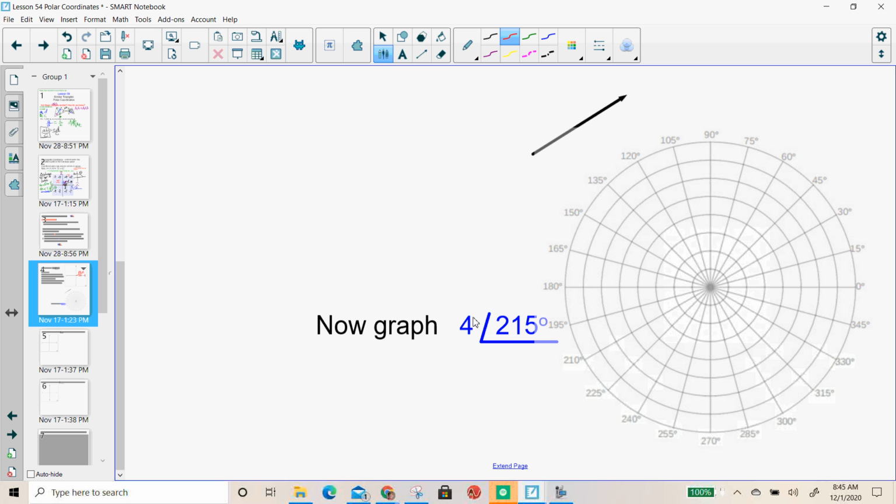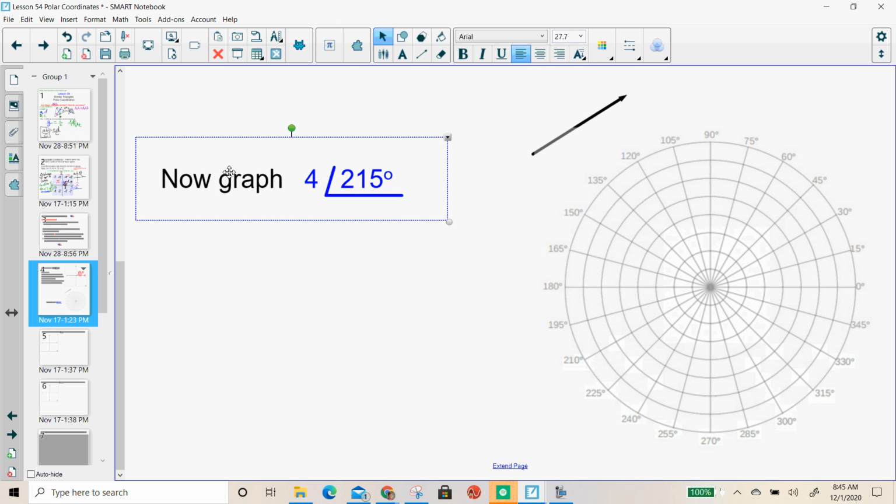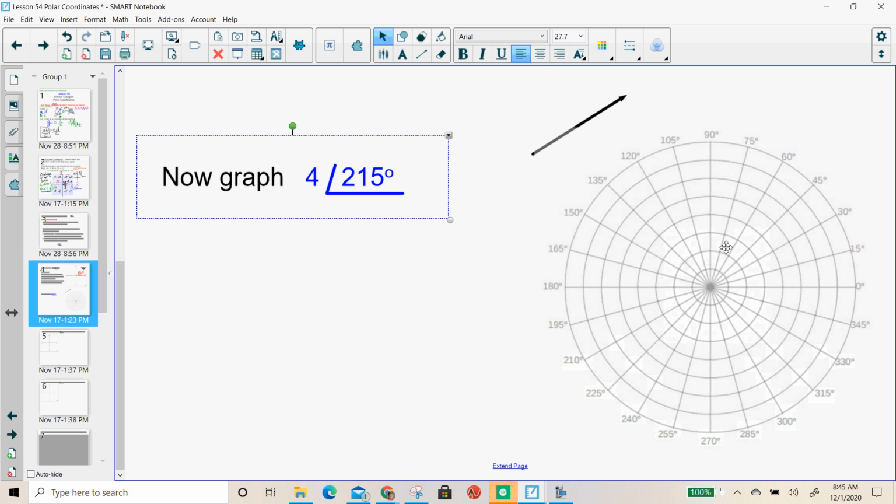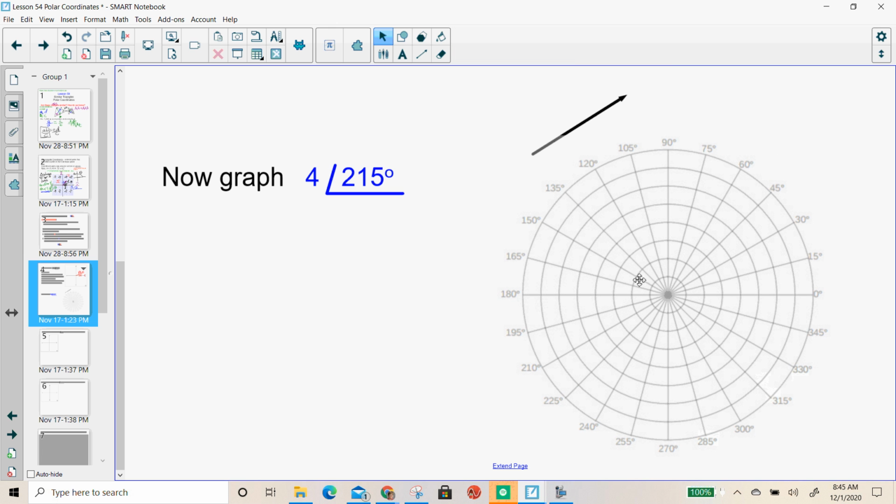Okay, now we're going to graph 4 at 215 degrees. Okay, now wait a minute. That's not between 0 and 90, so I'm not quite sure what to do with that. We're not really going to use a polar grid like this, but I've got it up here just so you can kind of see what we're talking about. And then we'll do it the way we'd be doing in class.